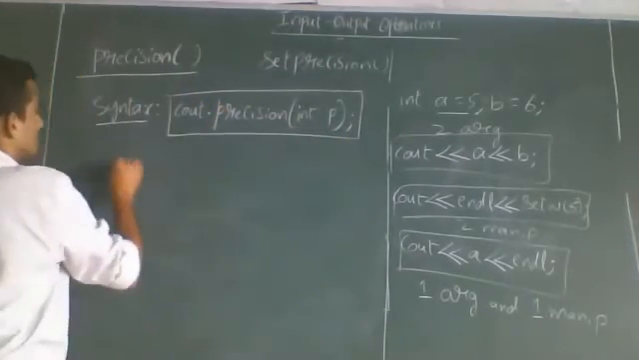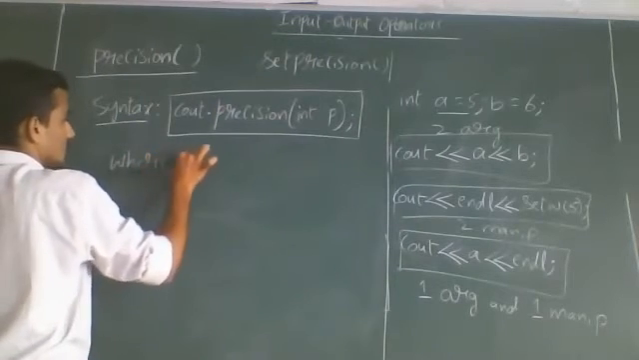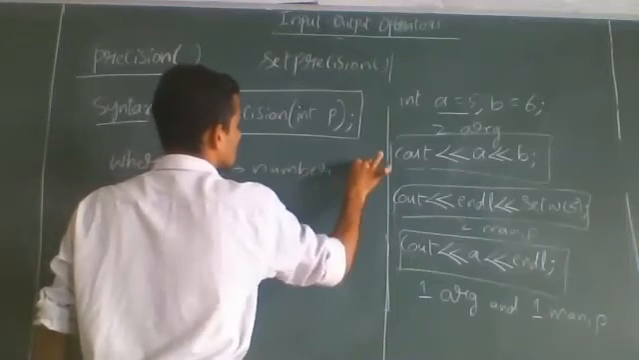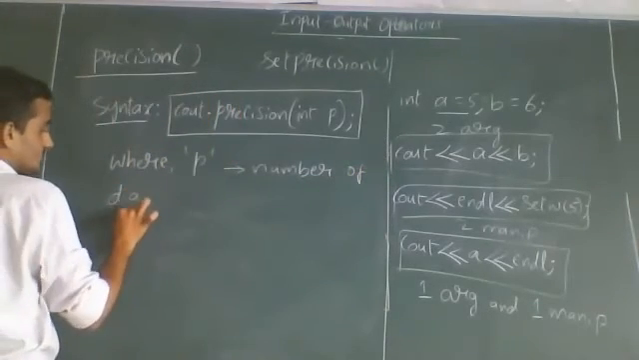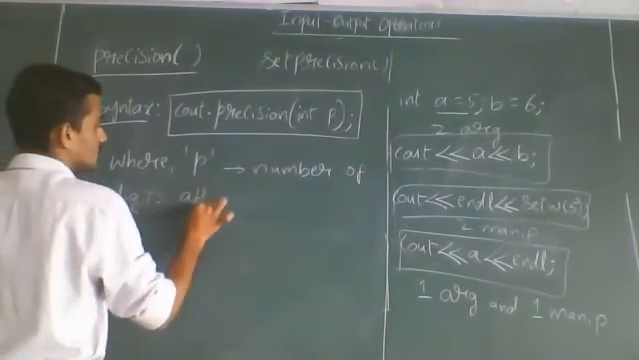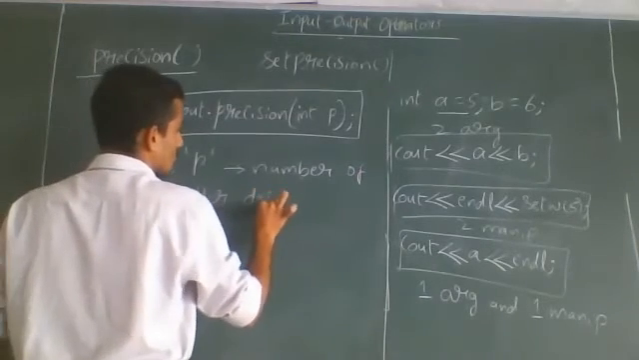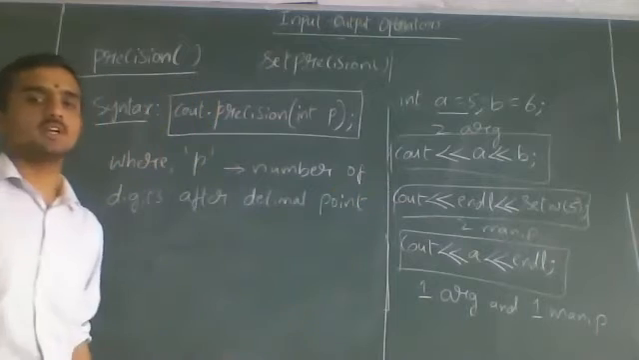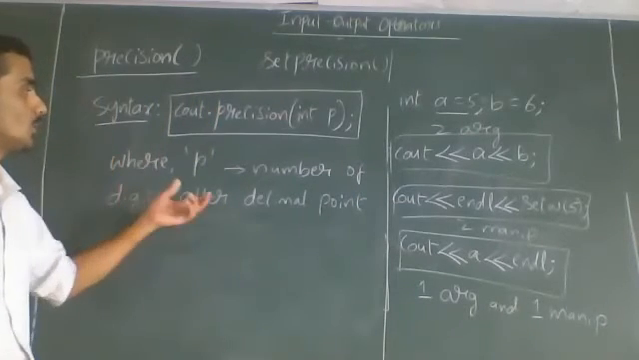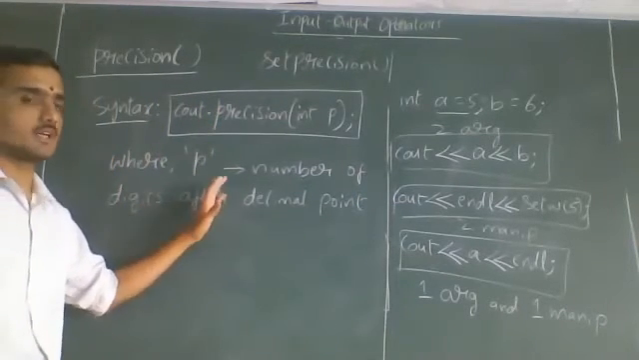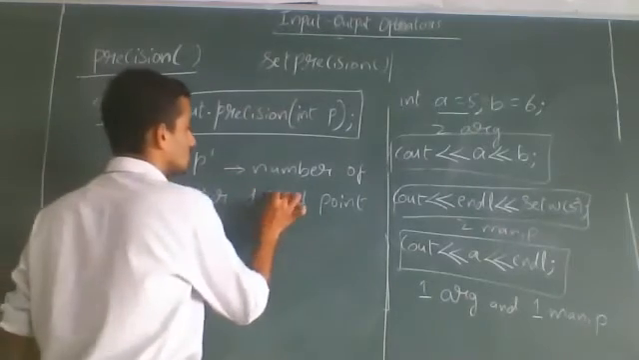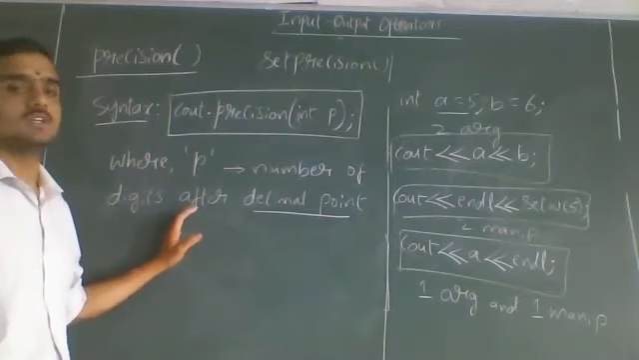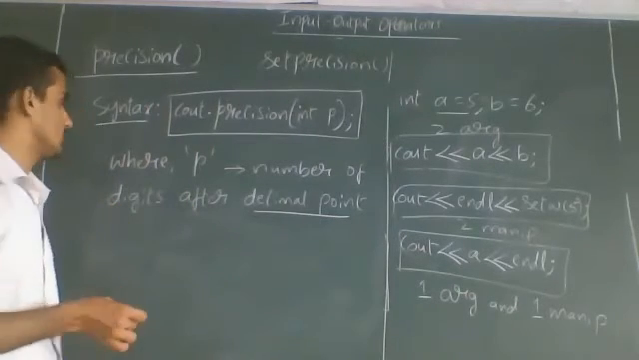In this syntax, P indicates the number of digits after the decimal point. However many digits we want, those many digits we can display after the decimal point. This point is very important: after the decimal point, not before the decimal point. Because in floating point numbers, we have three things: the integer part, the decimal point, and the fractional part. We will see one example.